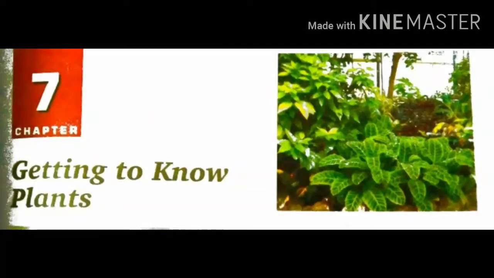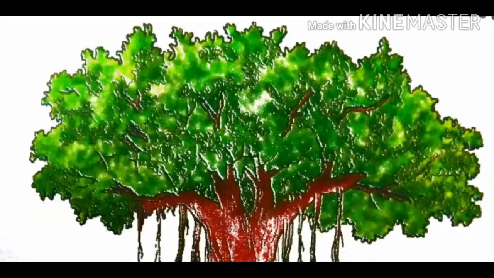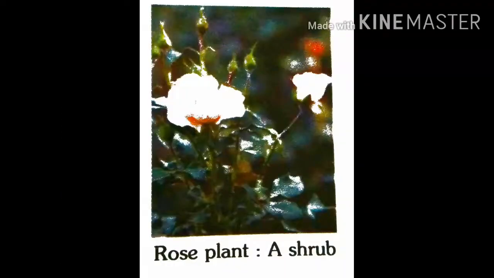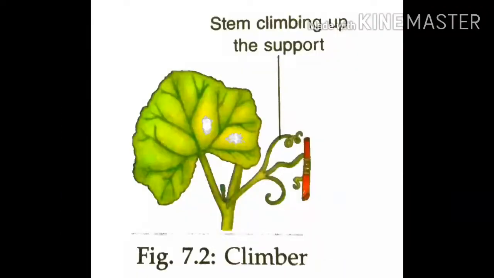Today we are going to see chapter 7, Getting to Know Plants, in the grade 6 Science NCERT book. In our previous classes we have studied about different types of plants such as trees, herbs, shrubs, climbers and creepers.